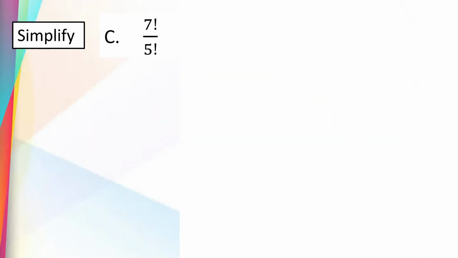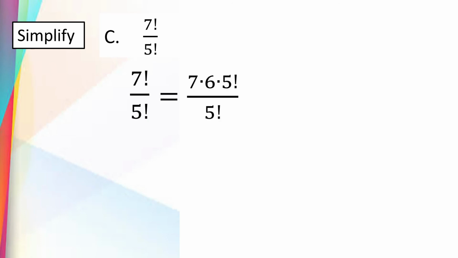Let us now proceed to letter C. Letter C, 7 factorial over 5 factorial. In this situation, we will expand the numerator until 5 factorial only. We now have 7 factorial over 5 factorial equals 7 times 6 times 5 factorial all over 5 factorial. We can now cancel 5 factorial in the numerator and the denominator. This will leave us 7 times 6. And 7 times 6 equals 42. Therefore, the correct answer is 42.